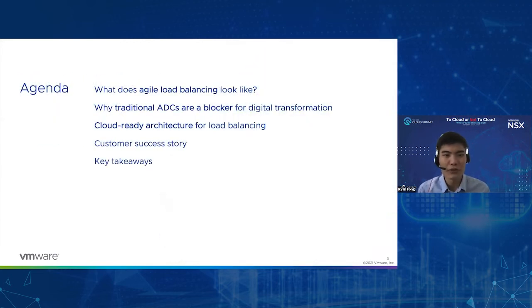To briefly run through my agenda, I'll be starting off with what it means to perform load balancing in an agile manner. And then I'll go into why traditional application delivery controllers, or ADCs, could be a potential roadblock for you in your digital transformation initiatives. And then we'll go into what it means to have a cloud-ready architecture. How do you produce a load balancing framework that is consistent and automated across your different environments from on-prem to the cloud? And then I'll be going into some of the customer success stories. I've got a nice interview that we've done with a global partner. And then I'll share with you some key takeaways to end off, also with a demo to show you what we can actually do with the agile load balancing solution.